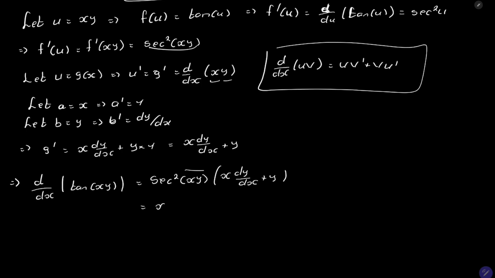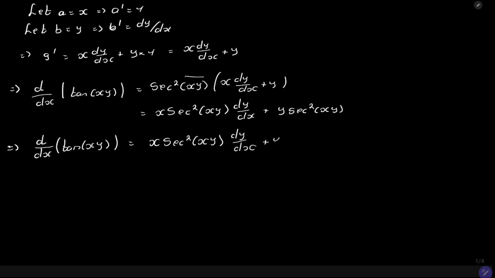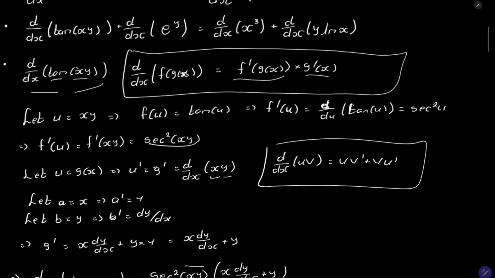Opening our brackets, we have x sec squared xy dy on dx plus y sec squared xy. So we can then conclude that the derivative with respect to x of the function tan of xy leaves us with x sec squared xy dy on dx plus y sec squared xy. We label this equation 1. So let's move on to our second term.